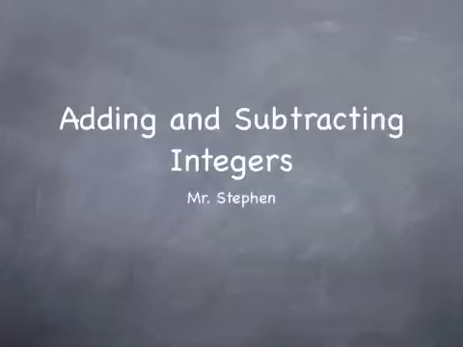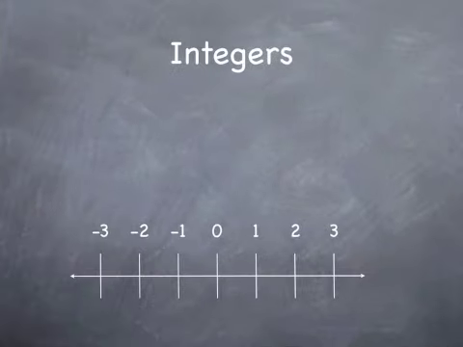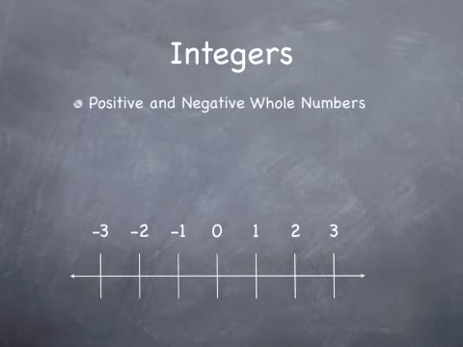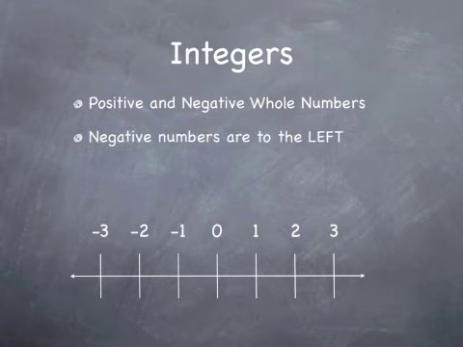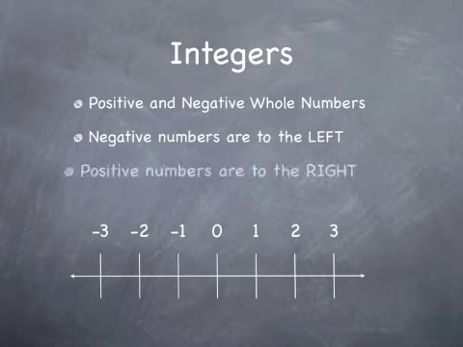Alright, in this lesson we're going to talk about adding and subtracting integers. So to get started, let's see what some integers are. Well, integers are positive and negative whole numbers. As you can see, negative numbers are to the left of 0 and positive numbers are to the right of 0.